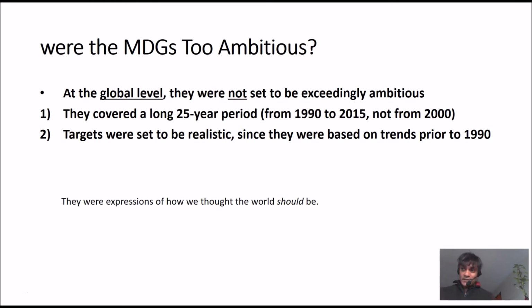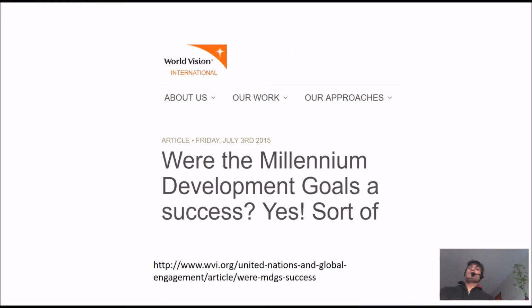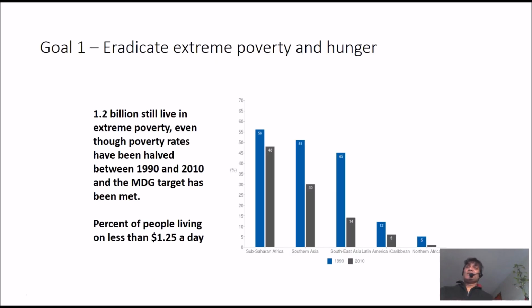And here we are in 2017. We can actually look at whether or not they succeeded. So you can Google, were the MDGs successful, and you find all sorts of articles about this. This article says, were the Millennium Development Goals a success? Yes, sort of. Some ways they were, in some ways they weren't.